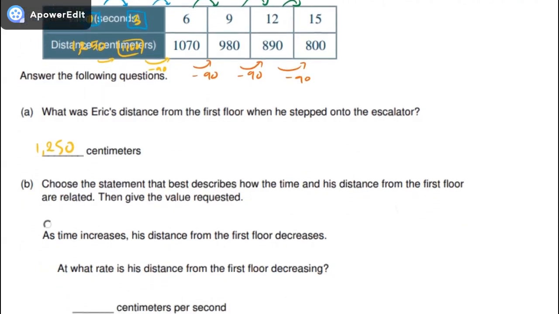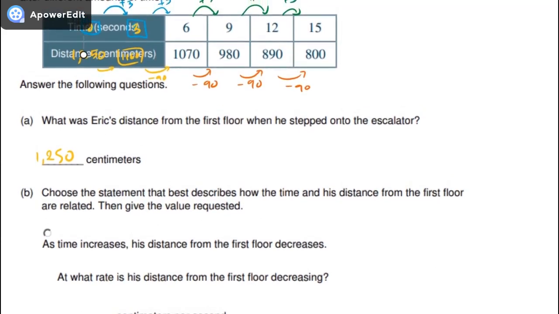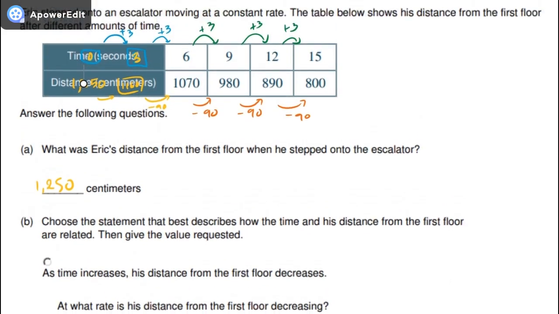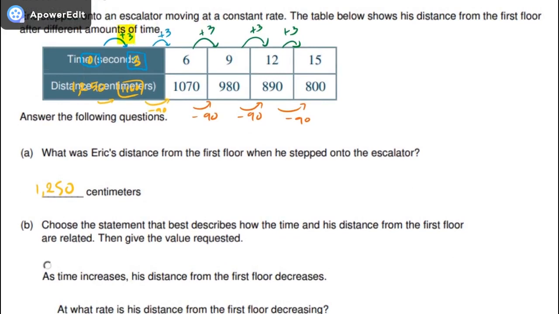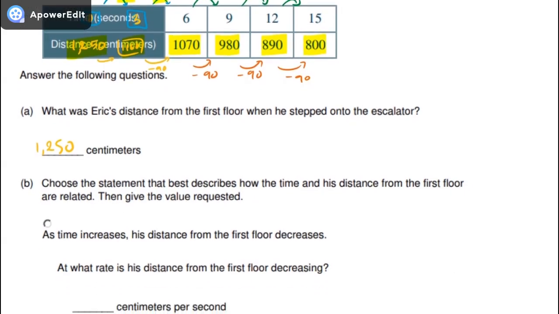Okay, part B. Choose the statement that best describes how the time and distance from the first floor are related. The first one says, as time increases, his distance from the first floor decreases. So look at the table. Time increases every 3 seconds, and the distance goes from 1250 to 1160, 1070, 980, 890, and 800. So as you see, the distance from the first floor is decreasing. So this would be the correct answer.